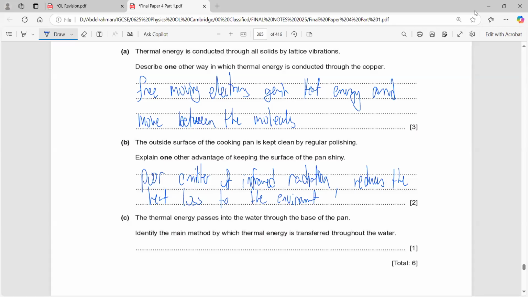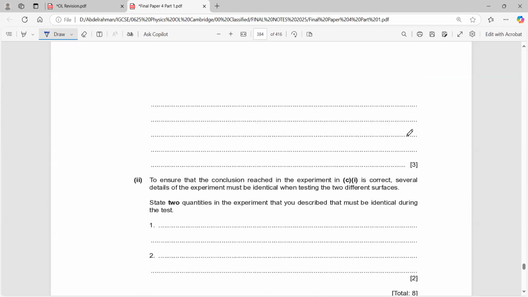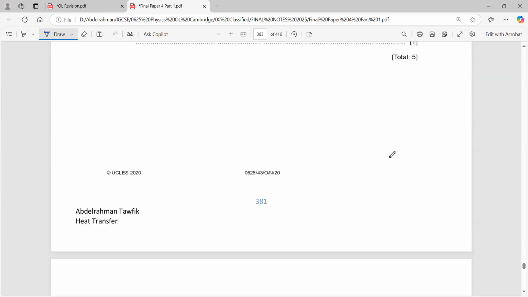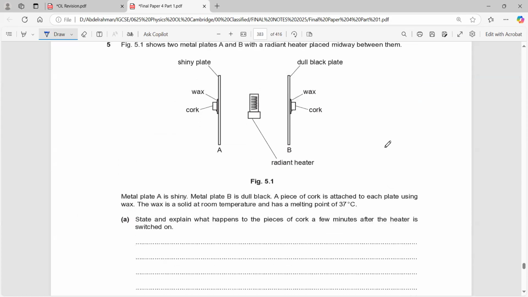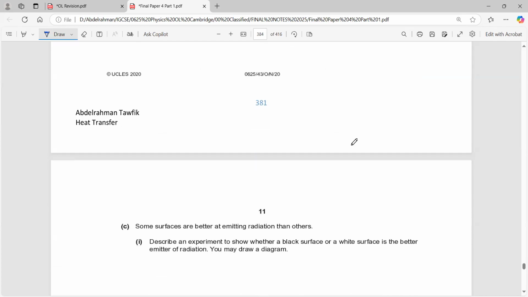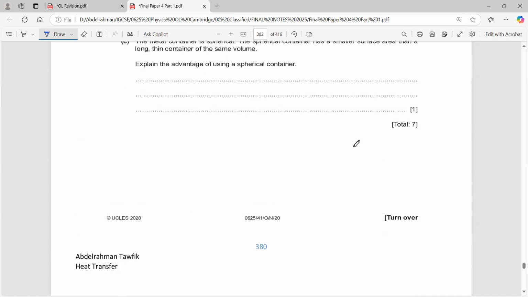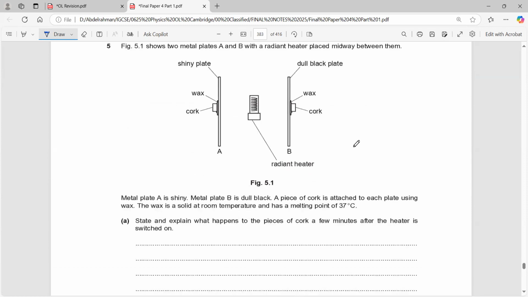The thermal energy passes into the water through the base of the pan. Identify the main method by which the thermal energy is transferred throughout the water. Throughout the water, if I'm talking about the water itself, it's by convection. That's easy. Moving on to the previous question, C, A, and B. Let's start off with A and B. State and explain what happens. Now I have a radiant heater. The last answer was convection.